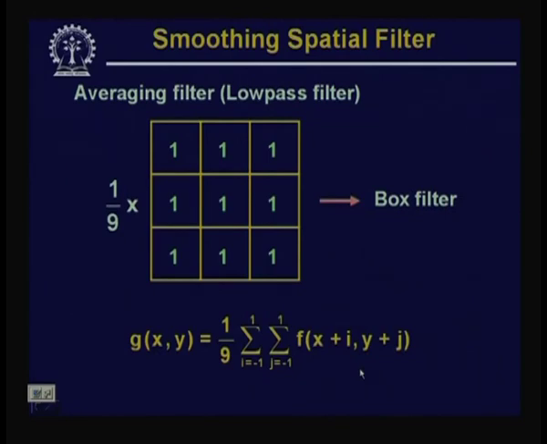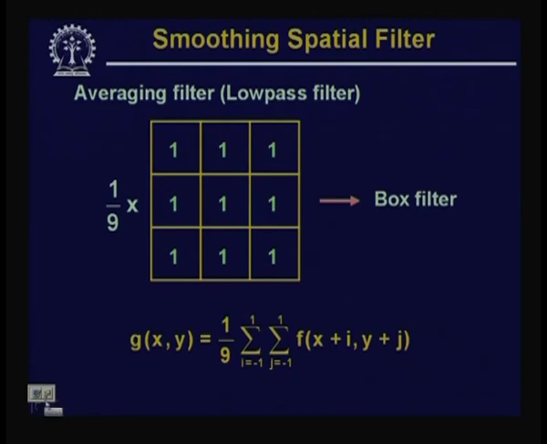When we have such an averaging filter, the corresponding mask can be represented in this form. Again, here we are showing a 3 by 3 mask, and you find that all the coefficients in this 3 by 3 mask are equal to 1. Going back to our mathematical expression, I get an expression of this form: g x y equal to 1 upon 9 into the summation of f x plus i, y plus j, over j equal to minus 1 to 1 and i equal to minus 1 to 1.